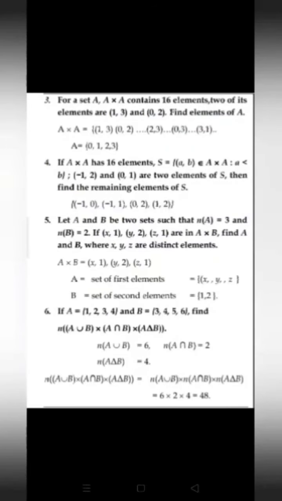Then find n of (A union B) cross (A intersection B) cross (A symmetric difference B). That is equal to the product of the cardinalities of these sets. So that is equal to 6 into 2 into 4. That value is equal to 48. Right? Okay, good. Do you understand?